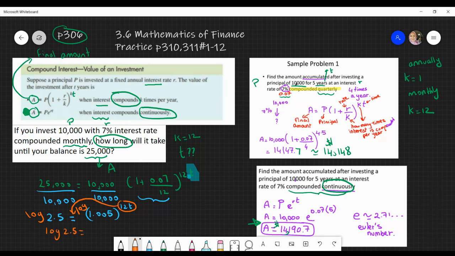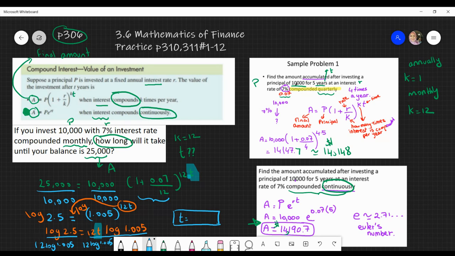So it will be log of 2.5 equals 12t log of 1.005. Remember, I am solving for t, so I want to divide by anything next to the variable. So I will be dividing by 12 log of 1.005 on both sides, and the calculator will give me the value of t, and I'm going to leave this up to you. You're going to do it now and share with me.